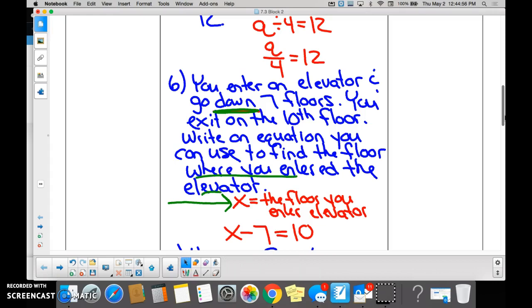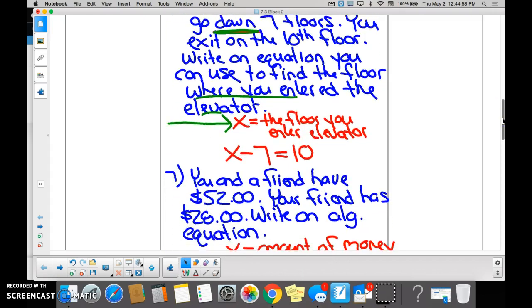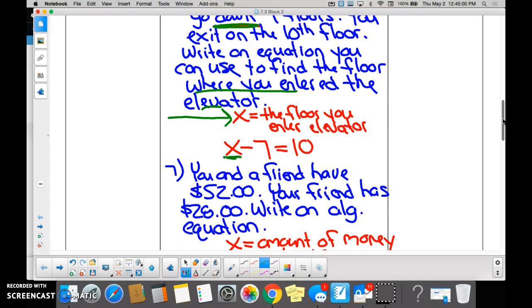So then, in writing the problem, we know we entered on some floor, x. How many floors did we go down? 7. And what floor did we end up? 10. OMG, we just wrote an equation, didn't we? So, obviously the answer is what for x? 17, but do we care about the answer right now?